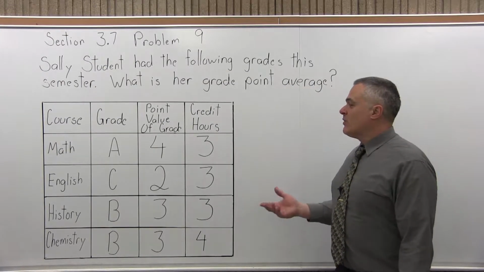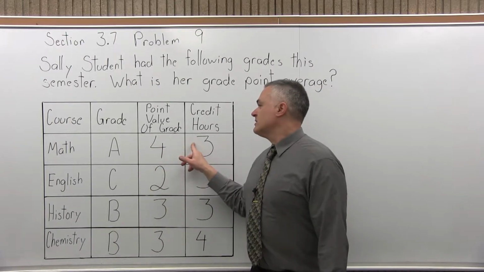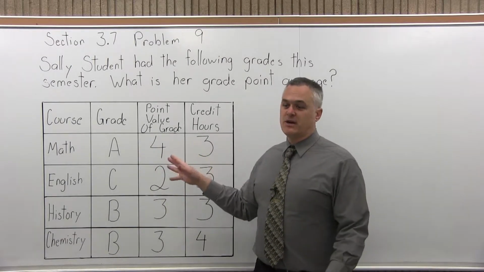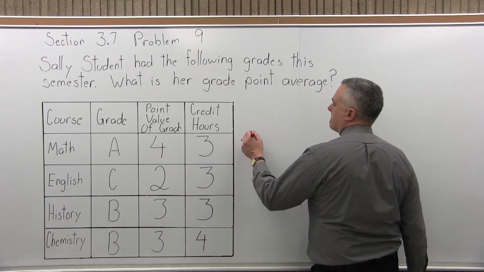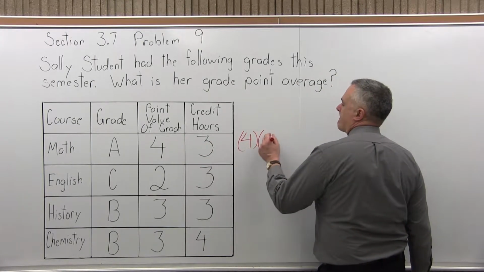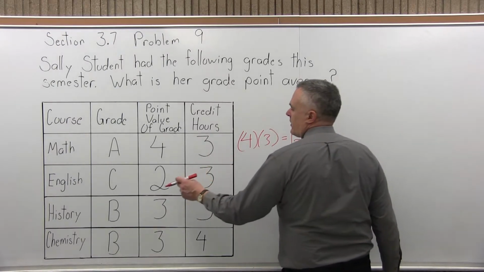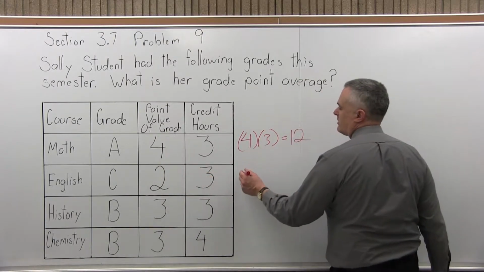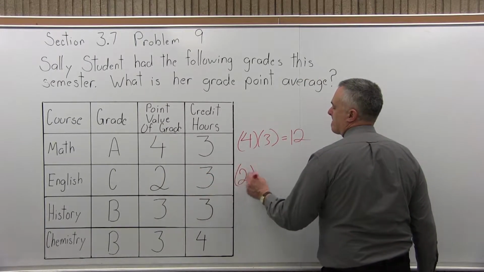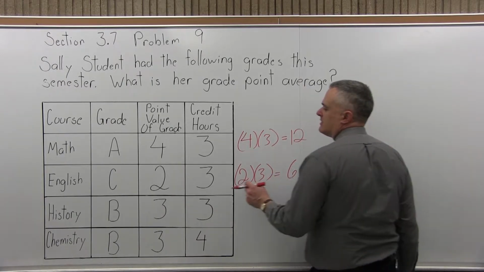So anyway, what you do is you multiply the point value for the grade times the credit hours for the course. Start with that. So for the math, you're going to have 4 times 3, which gives us a 12. For English, 2 for the point value of the C times 3 for a 3-credit course. 2 times 3 is 6.